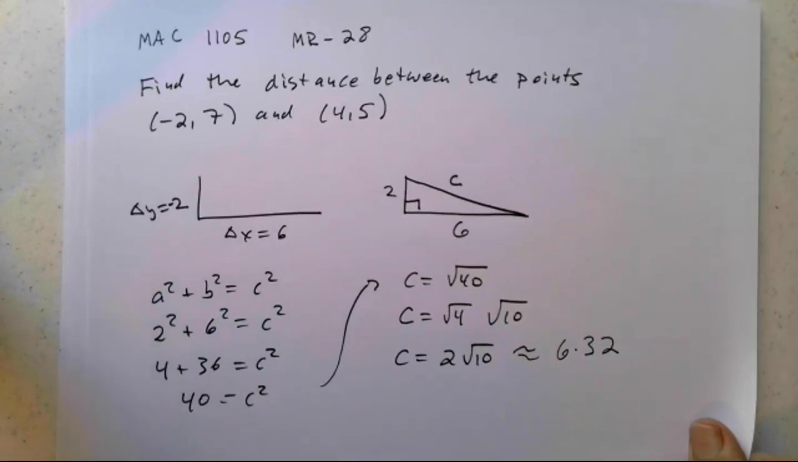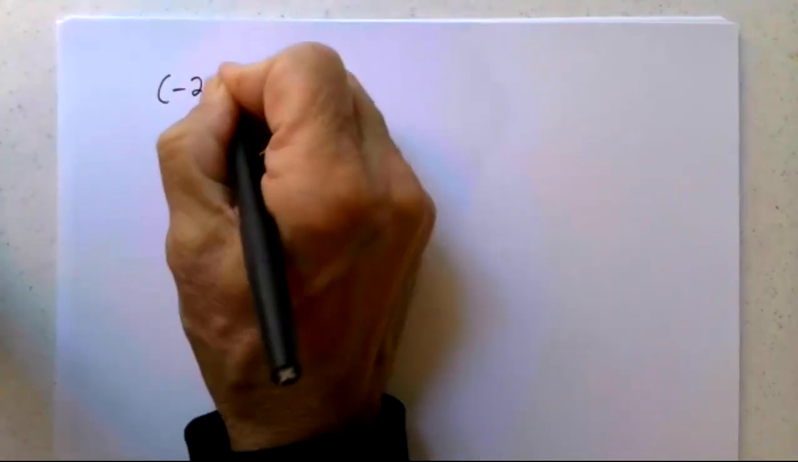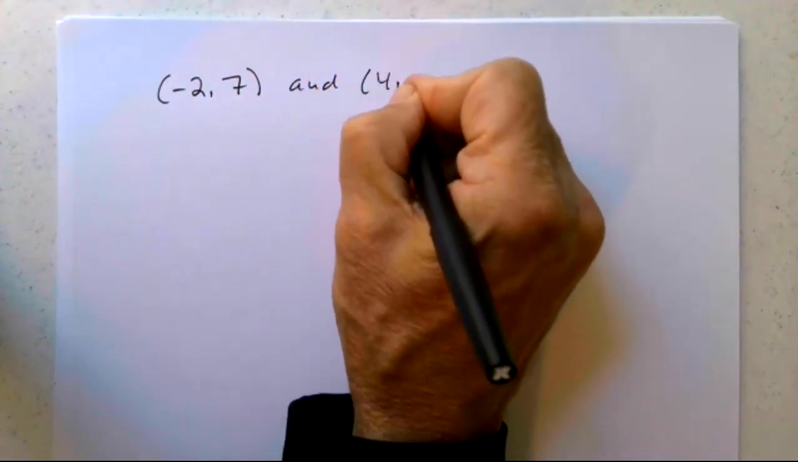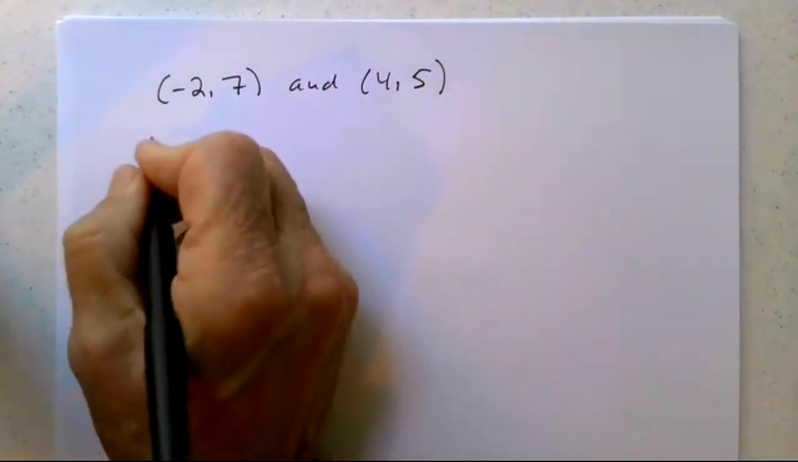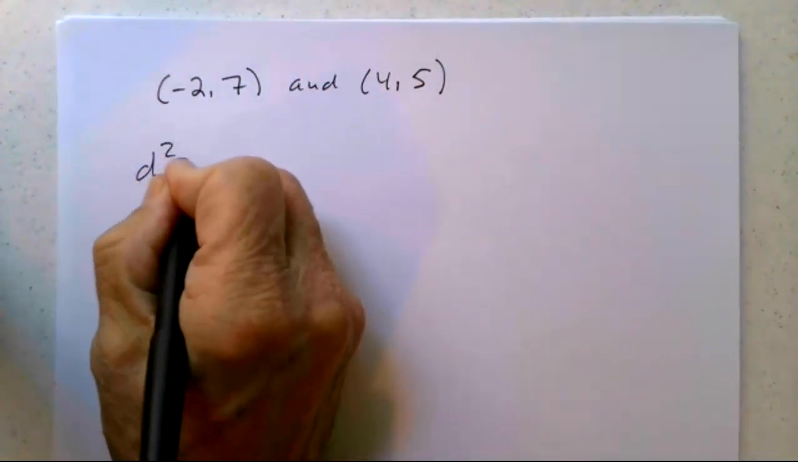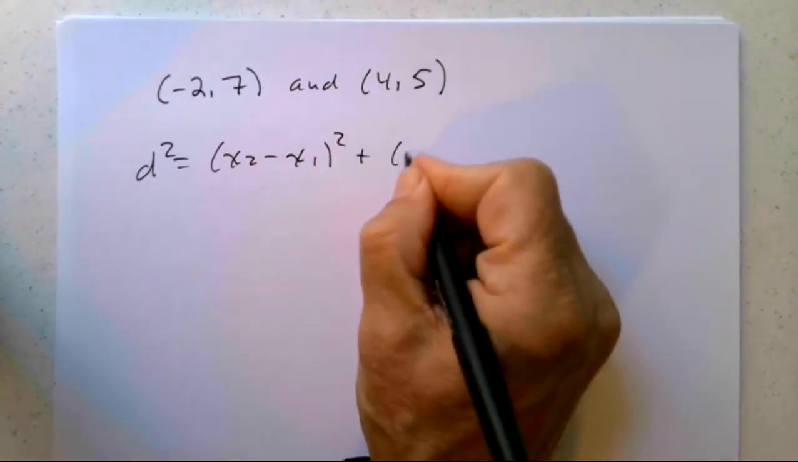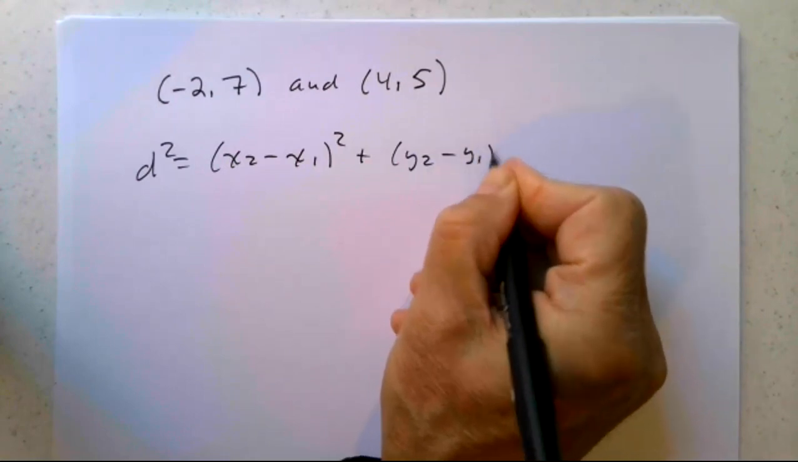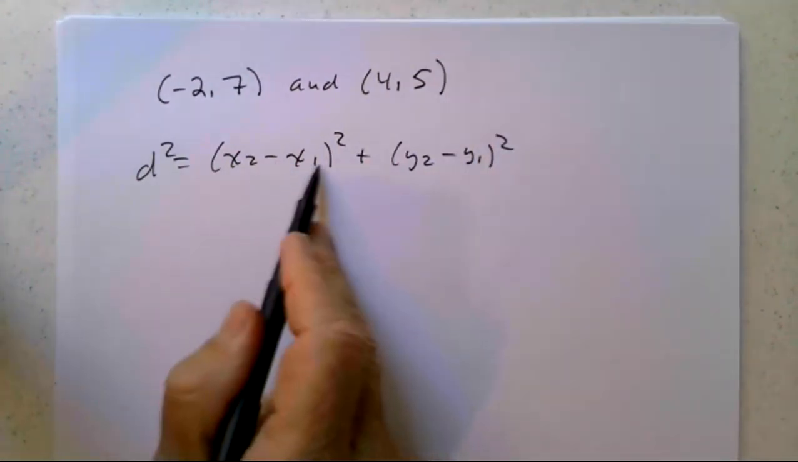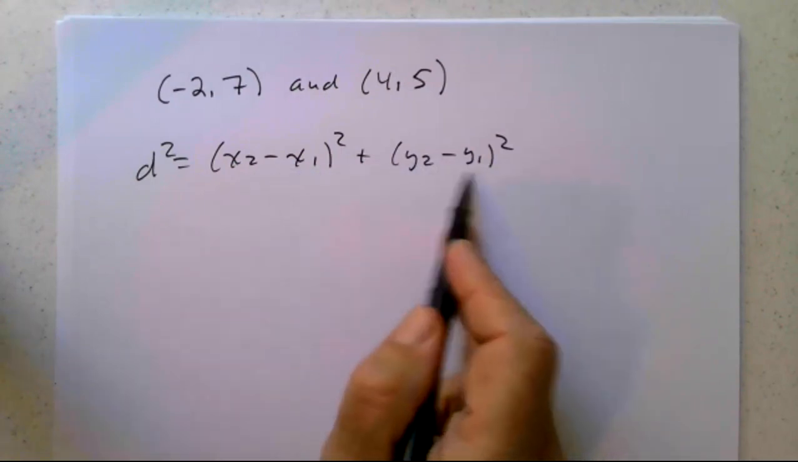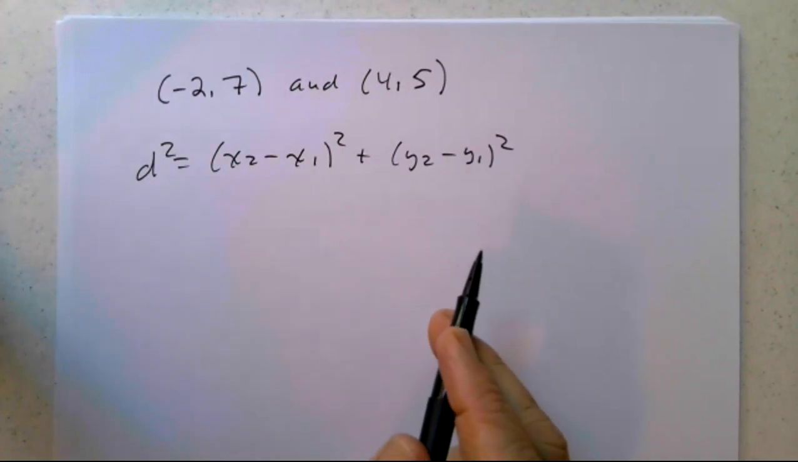Now there is a formula that a lot of students like. I always prefer to visualize and try to understand where the formulas come from. I find that easier to remember them. But the formula that they often teach is that the square of the distance is (x2 minus x1) squared plus (y2 minus y1) squared. You'll notice that's just the change in x squared, that's one leg of the triangle squared, plus the change in y squared. So we can do it this way.